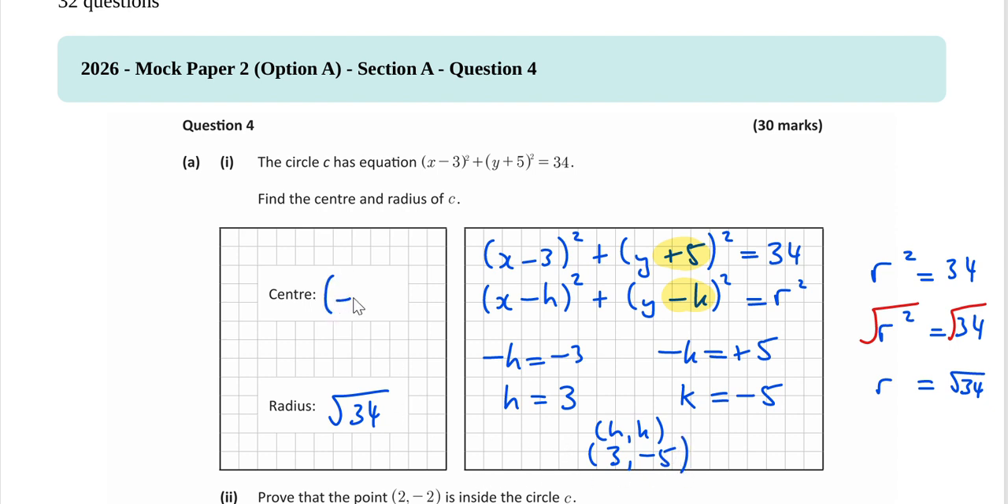So there is your centre, (3, −5). It's really important you do that: match them up and then multiply by −1. That will always give you the correct answer. If you try to read straight off it, it's easy to make a mistake.